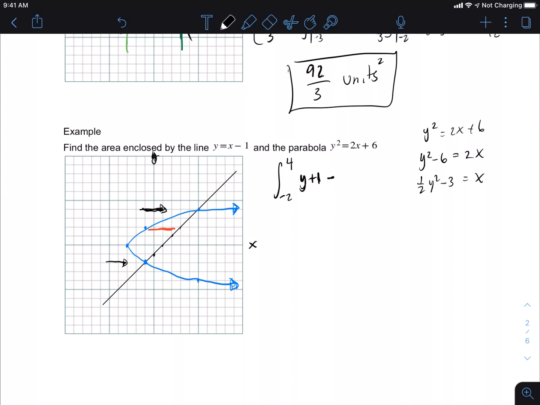Agreed? So that's the function I'm going to plug in: 1/2 y squared minus 3, and then the whole thing is dy. So when we go to dy, not only do our bounds have to be in respect to y, our functions have to be in respect to y. Does that make sense?